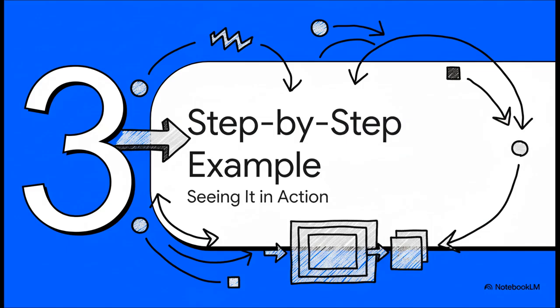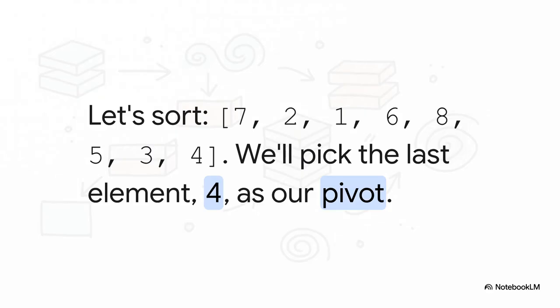Okay, I know that might sound a little abstract, so let's just walk through a really simple example. Honestly, seeing it in action is when it all starts to click. So here's our messy, unsorted list of numbers. Now we need to pick a pivot. You could technically pick any number, but a common way to do it is to just grab the last one. So for us, our pivot is going to be the number 4.